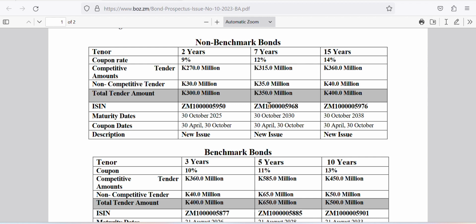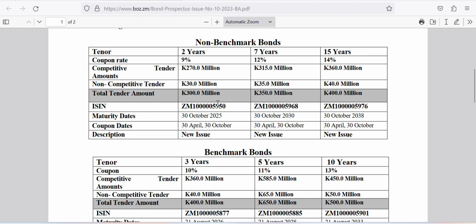For non-competitive tender, investors do not specify an interest rate. As an investor, you are willing to be allotted securities at an interest rate to be determined during the auction. So that's what the amount for non-competitive tender is. And of course, we have the total tender amount, which is just the summation of the two.